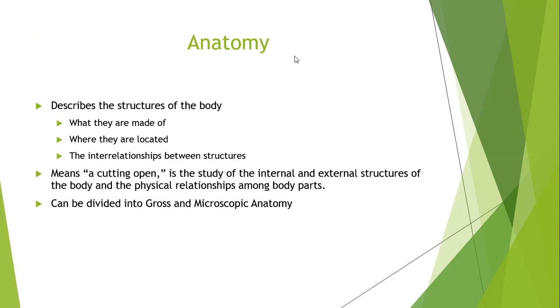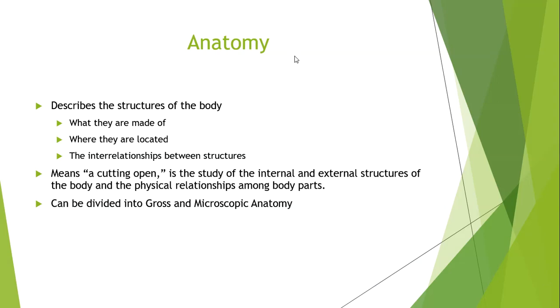And what exactly are we learning in this unit and in this course overall? First, we have to make the distinction of what actually is anatomy and physiology. So anatomy describes the structures of the body, basically what it's made of, where things are located, and the relationships between these structures. The term itself means the cutting open. Like I said, it's the study of the internal and external structures of the body.